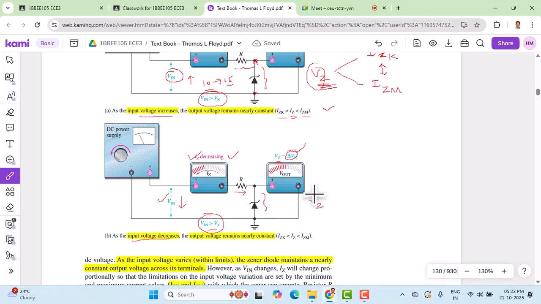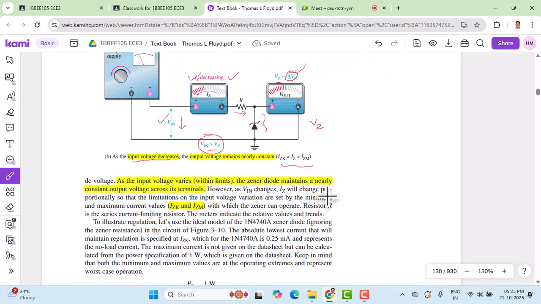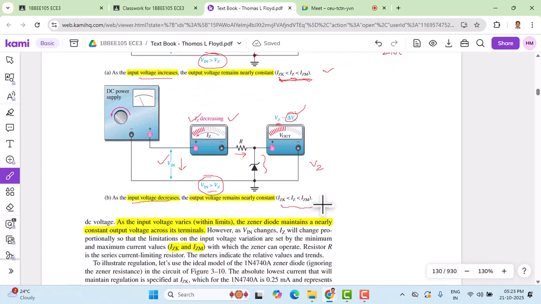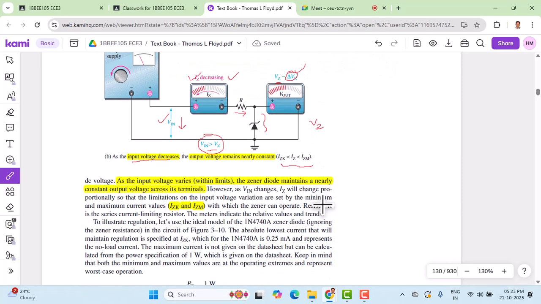The conclusion here is very simple. When input voltage increases in the first experimental setup, or input voltage decreases in the second experimental setup, a corresponding increase or decrease in the current can be seen in the ammeter. But as long as the current through the Zener diode is within this range, the voltage across the Zener diode remains constant. That is the theory behind the variation of input voltage, and it shows that the Zener acts like a constant voltage regulator.